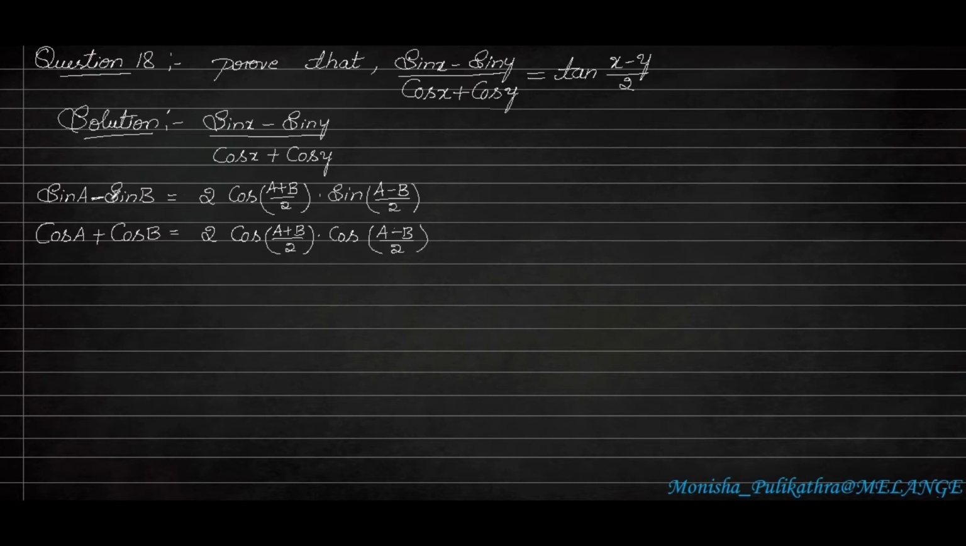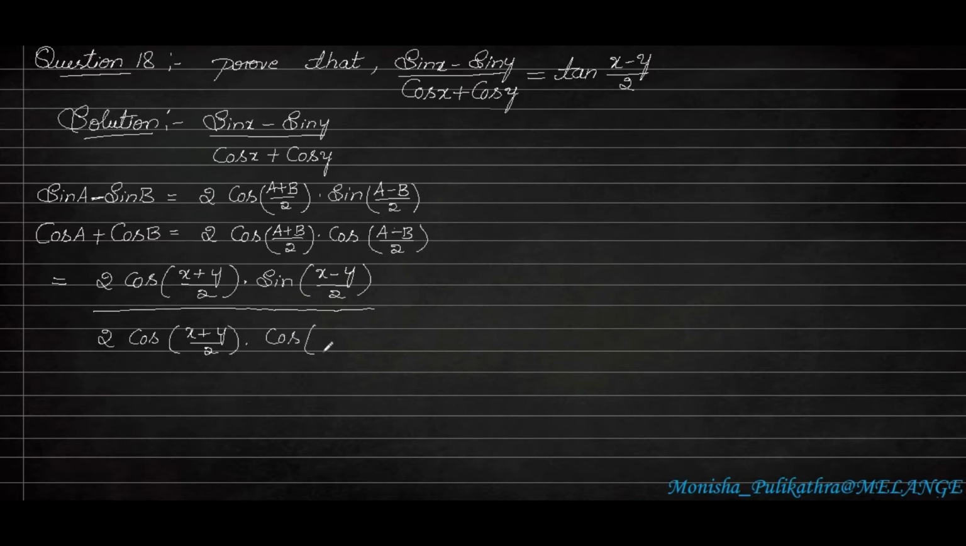So the numerator I will change in the form of the first formula. So it will become 2 cos. Instead of A, x is given, and instead of B, y is given here. So we have to use (x plus y)/2 into sin (x minus y)/2. In the same way, we have to rewrite the denominator in the form of the second formula. So it will become 2 cos (x plus y)/2 into cos (x minus y)/2.